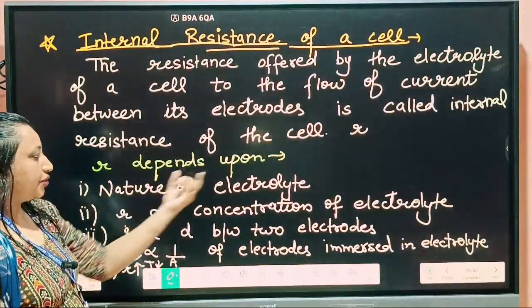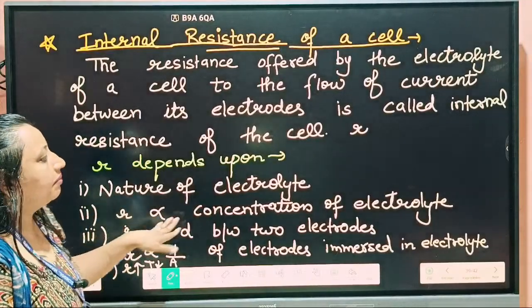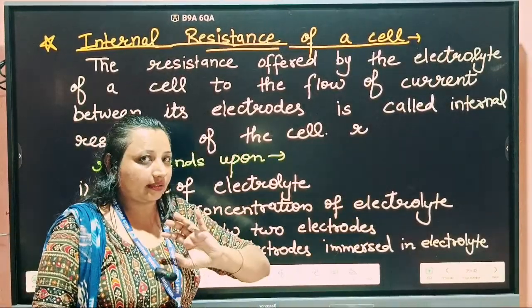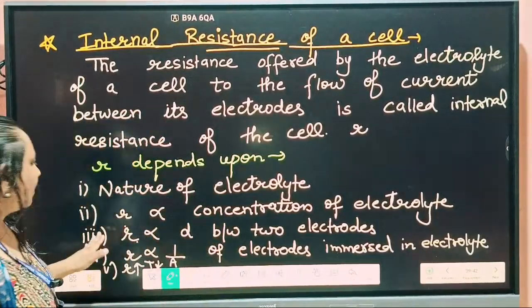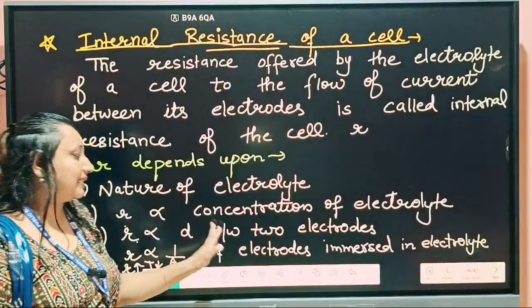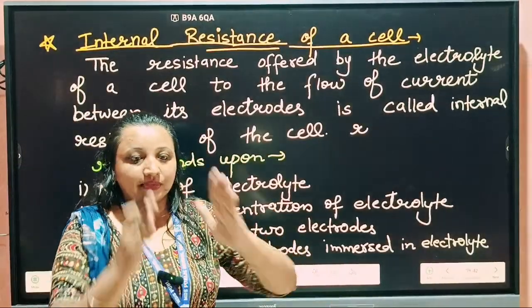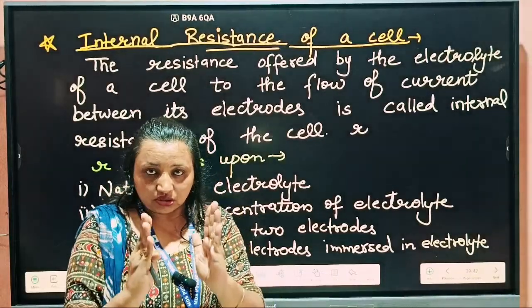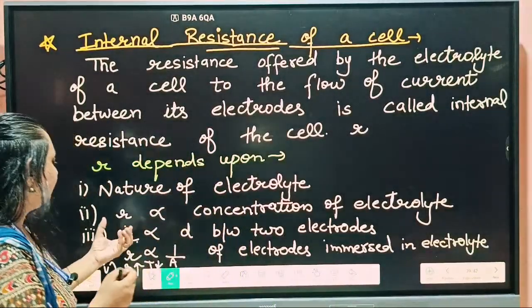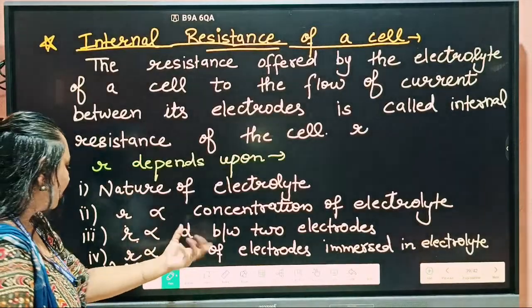So it depends on the nature of the electrolyte, and it is directly proportional to the concentration of the electrolyte, that is, how concentrated the electrolyte is. Next, R is directly proportional to the distance between the two electrodes, how far apart the immersion rods are from each other.